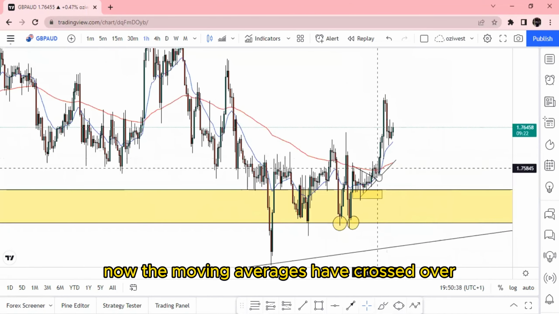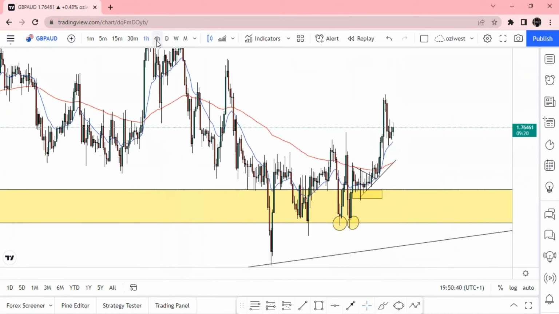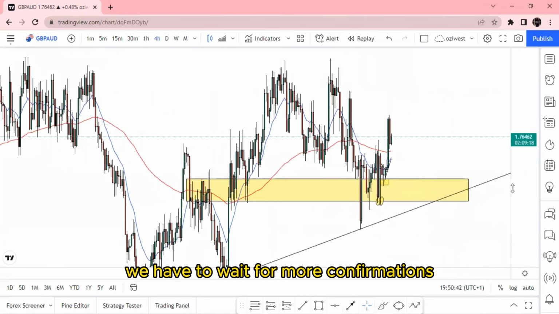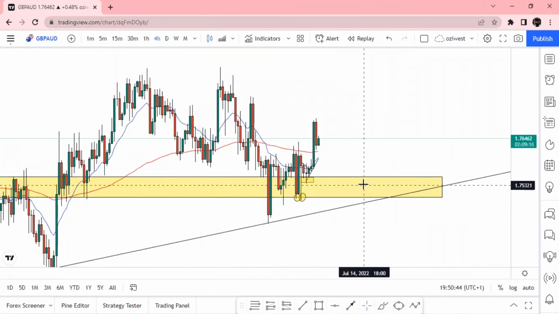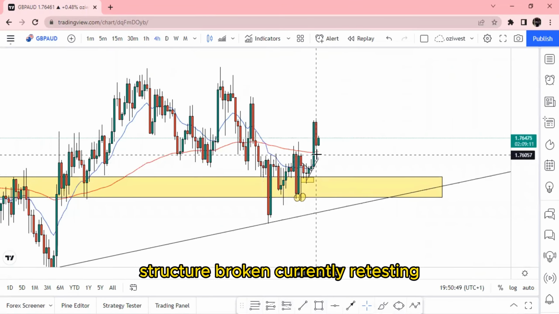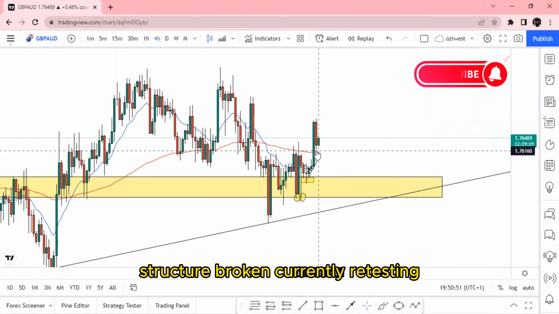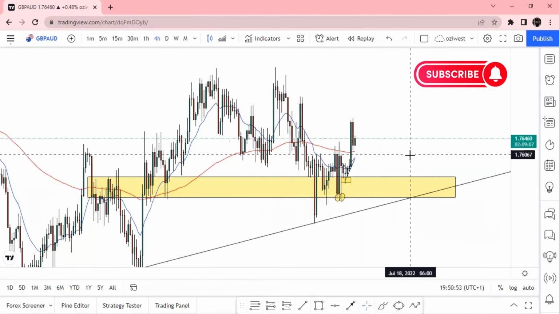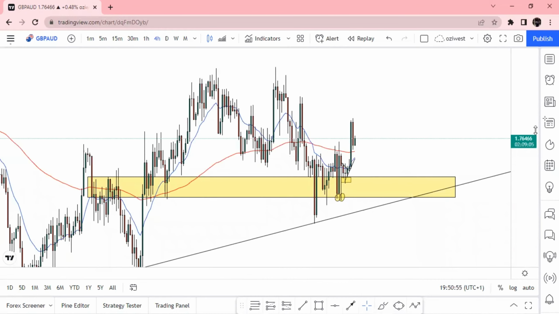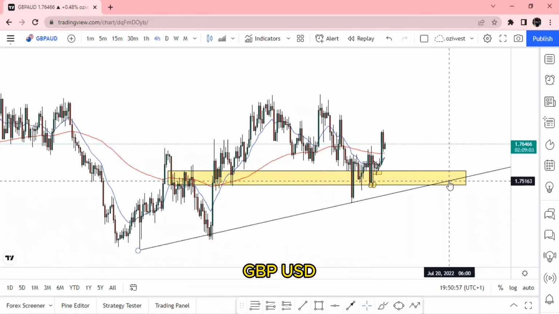As you can see now, the moving averages have crossed over. We have to wait for more confirmations. As you can see, structure broken. Currently retesting it. So now let's go to GBPUSD.